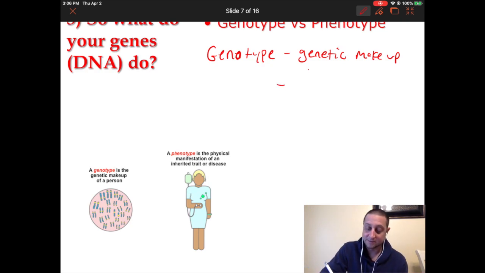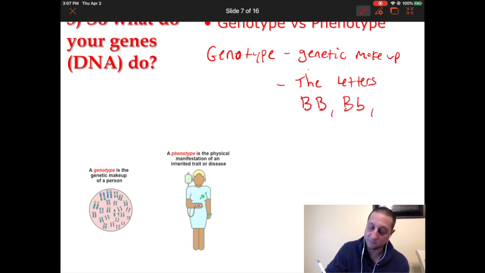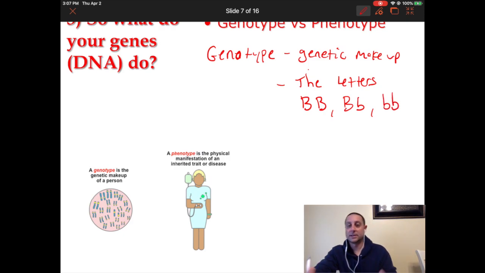All right, so genotype is just a genetic makeup. Really, it's just the letters. So big B, big B, or little b, little b. That's the genotype. So whenever you're asked, what is the genotype of a homozygous recessive individual with blue eyes, and blue eyes are recessive? Little b, little b. What is the genotype of a homozygous dominant brown-eyed individual? Big B, big B. All you're asked for is the letters.